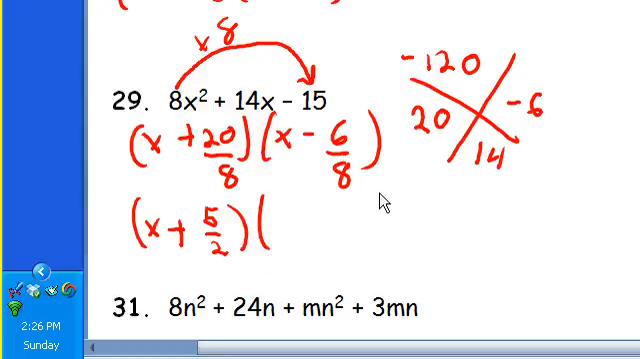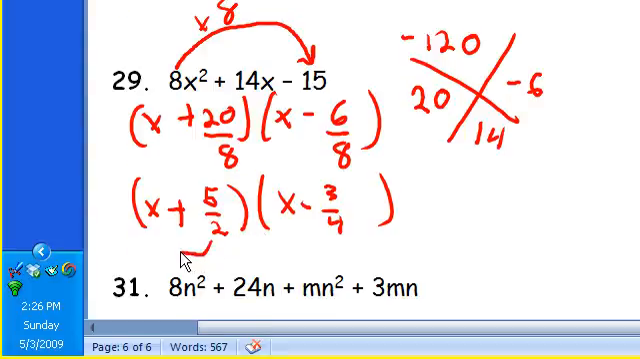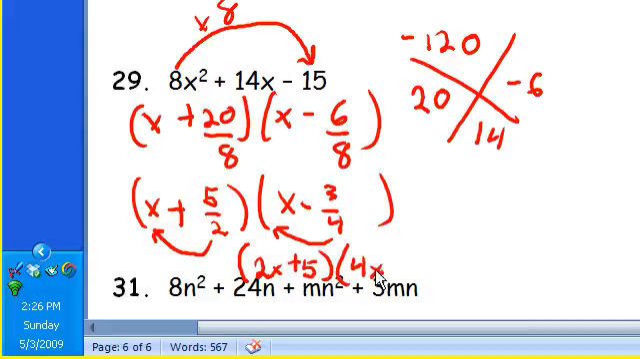4 goes into 8 2 times. And then x minus 3 over 4, because 2 goes into 6 3 times, 2 goes into 8 4 times, and now we swing that bottom number in front of the x. Okay, so we'll swing it, and that goes 2x plus 5 times 4x minus 3. There you have it.